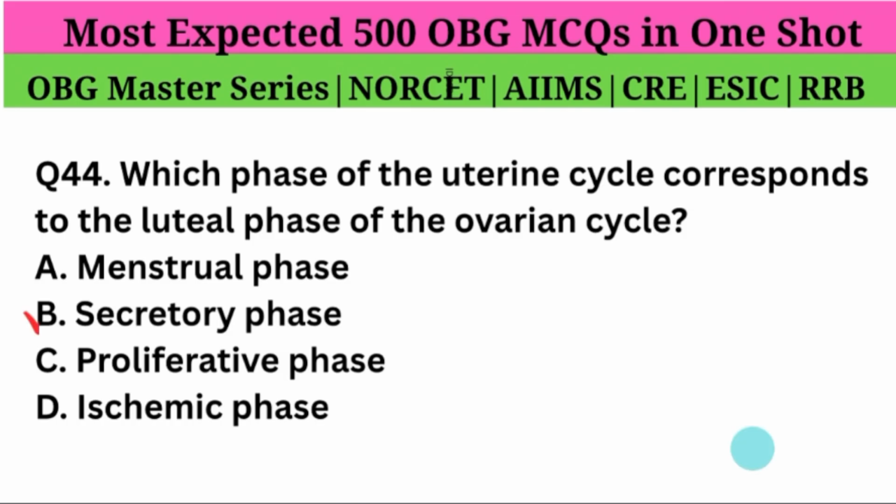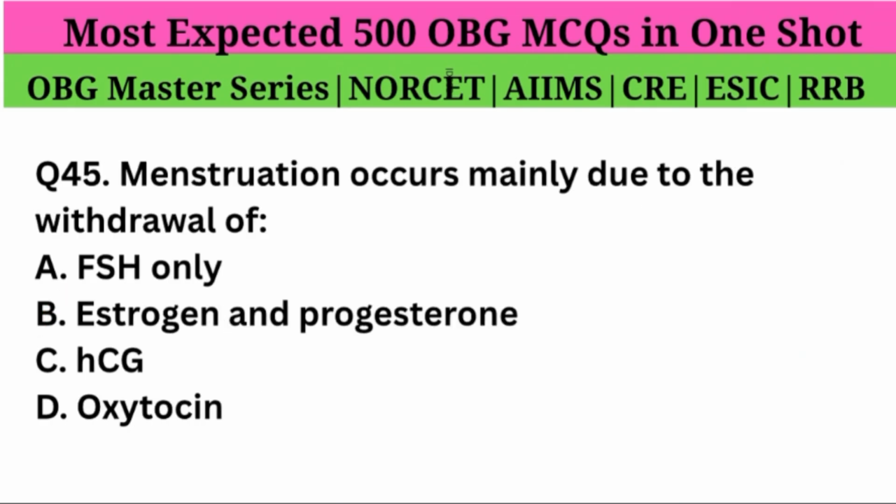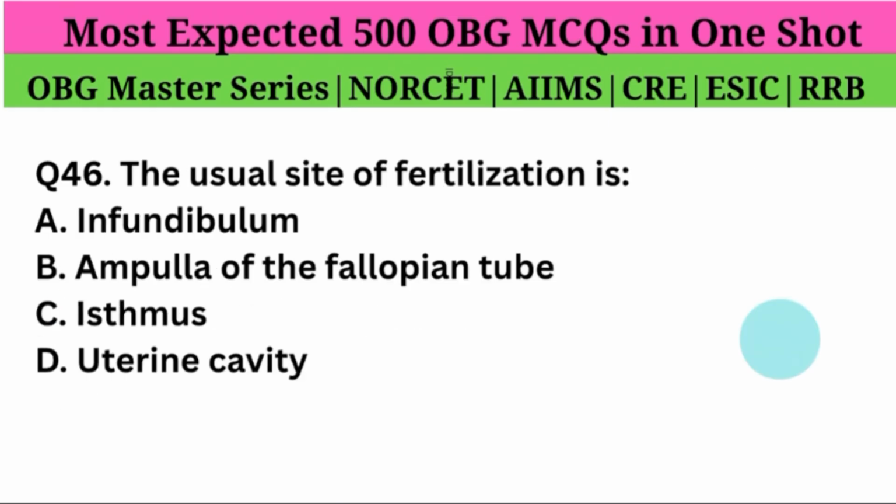Your correct option is option B, secretory phase. Next question. Menstruation occurs mainly due to the withdrawal of. Your correct option is option B, estrogen and progesterone. Next question. The usual site of fertilization is.